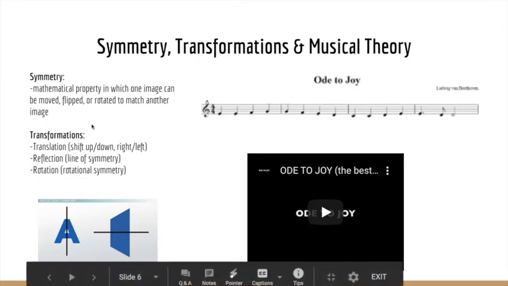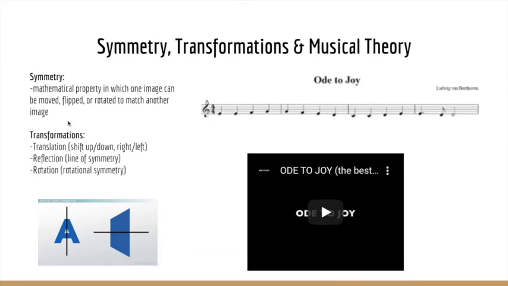Transformations show up in geometry when we have shapes on the coordinate plane. It also shows up in algebra when we move functions around the coordinate plane. Symmetry shows up a lot in geometry. But again, symmetry can be understood as a series of transformations. So how do these things show up in music?